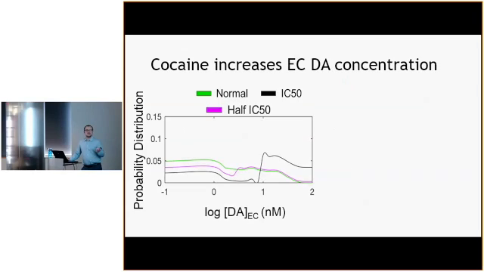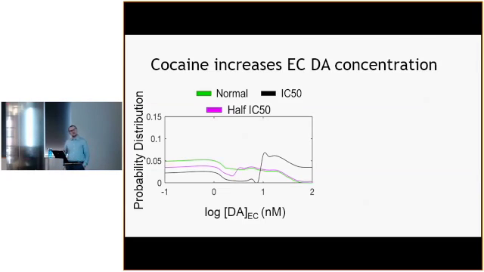And if you look at the results, I tried two different concentrations of cocaine. One of them is the IC50 value, and the other one is half of the IC50 value. I just want to see how this concentration is going to affect the system.